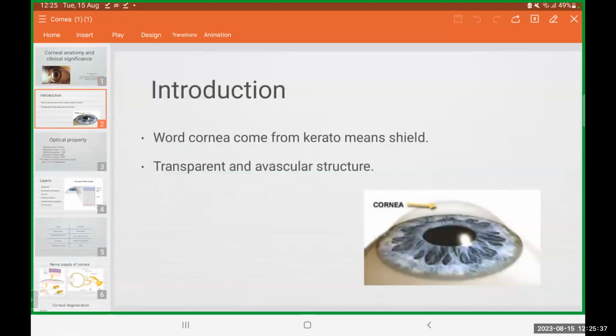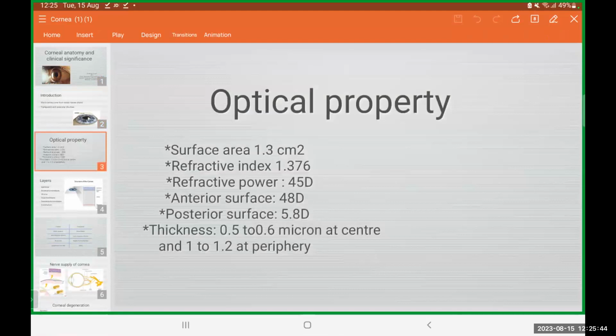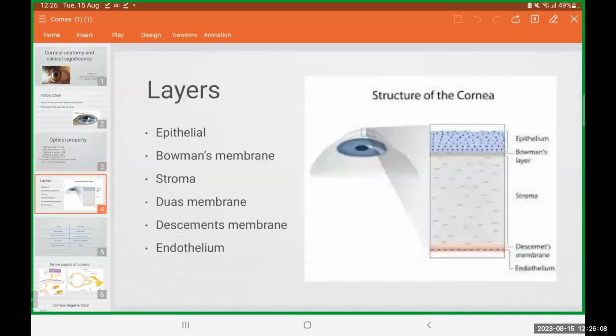The word cornea comes from kerato, which means shield, and it is a transparent and avascular structure. Then the optical properties of the cornea. The surface area of the cornea is 1.3 centimeter square, and the refractive index of the cornea is 1.376. Refractive power is 45 diopter. Anterior surface and posterior surface are 48 diopter and 5.8 diopter respectively. Thickness of the cornea is 0.5 to 0.6 millimeter at the center and 1 to 1.2 at the periphery. Then the layers of the cornea from outer to innermost layer.